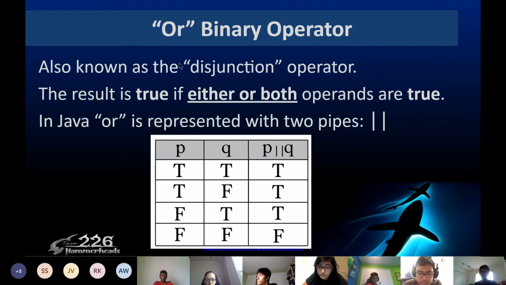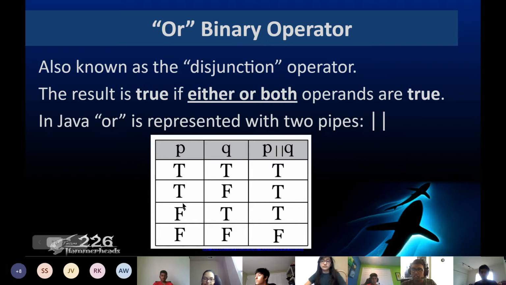Next we have the OR binary operator. This is kind of like the opposite of AND, and is known as a disjunction operator. The result is true if either or both of the operands are true. In Java, you represent OR by writing two pipes.